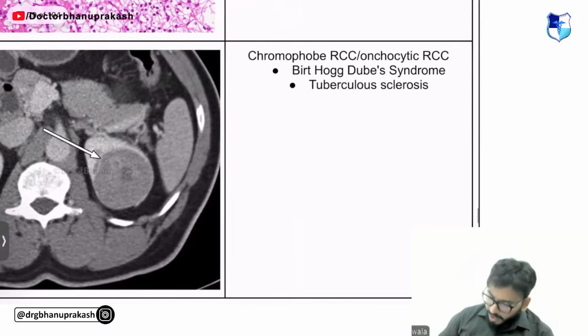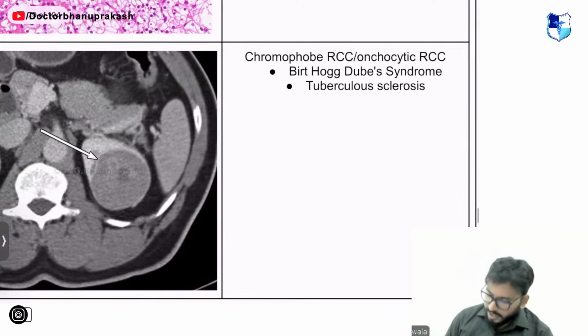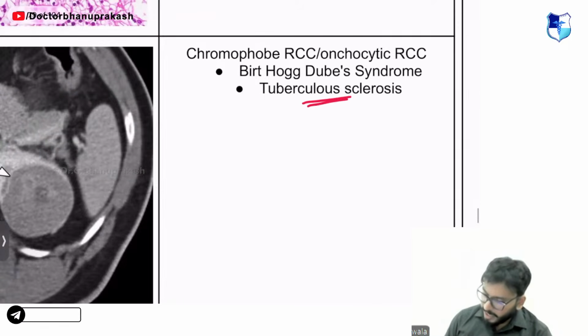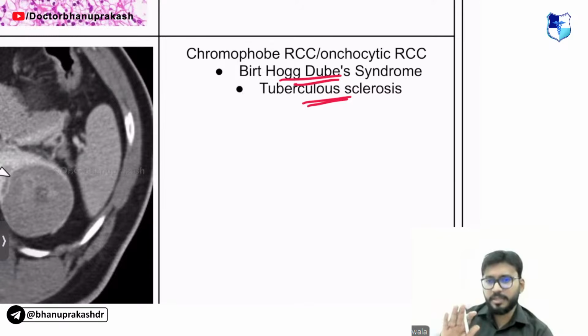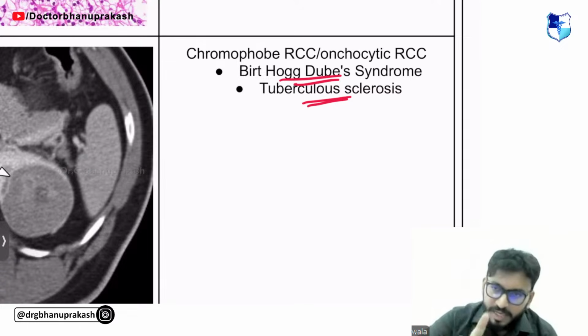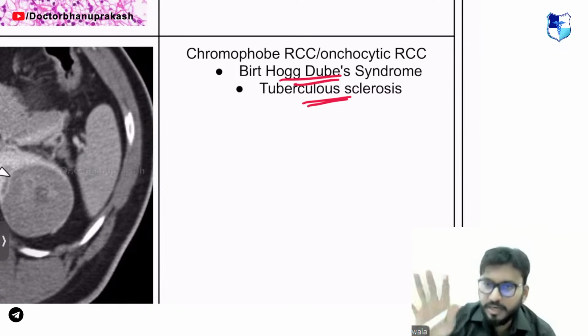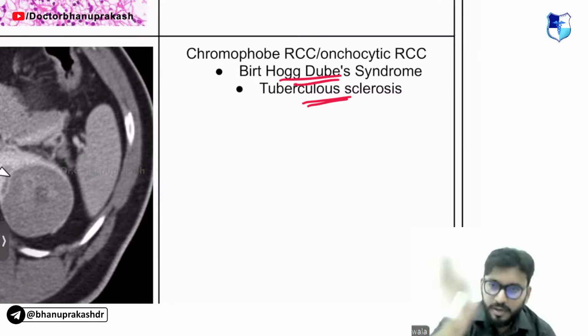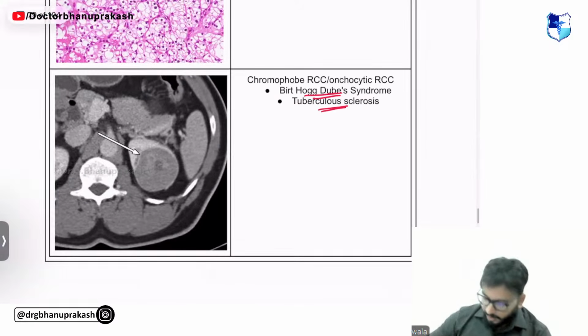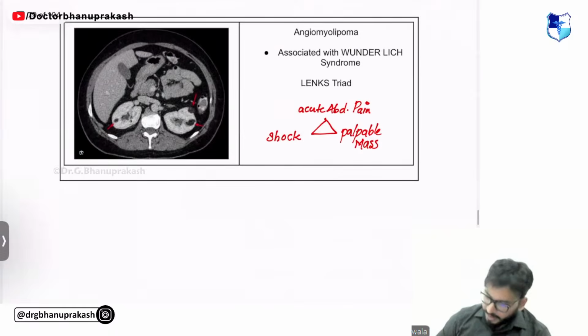Chromophobe RCC, guys. It is associated with tuberous sclerosis and Birt-Hogg-Dube syndrome. Just remember these points. One point I'll tell you: VHL, clear cell. Any other syndrome, tuberous sclerosis or whatever, has to be chromophobe. Just remember that.